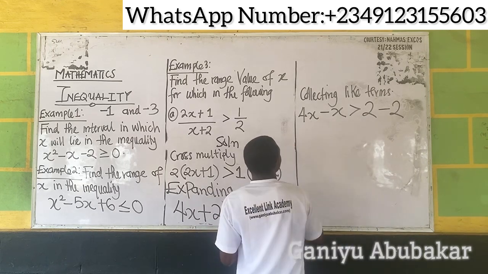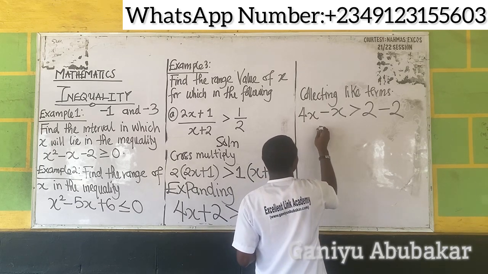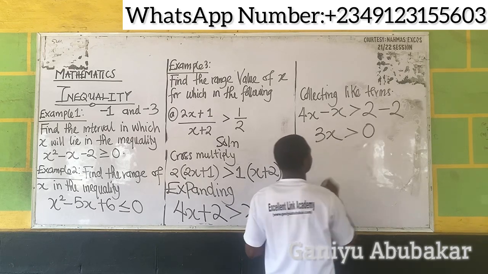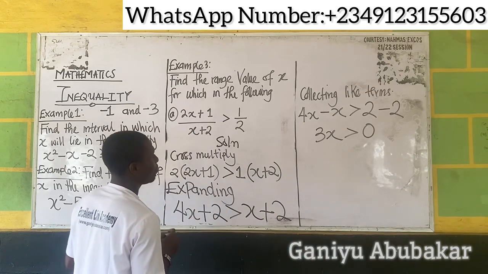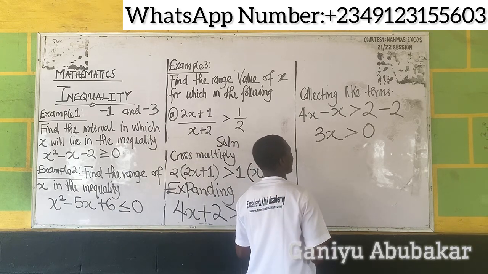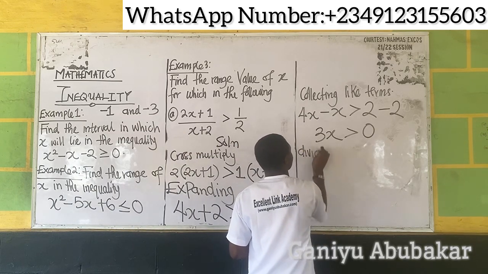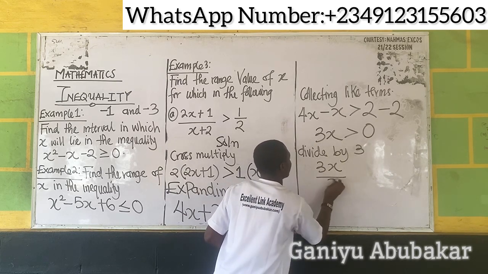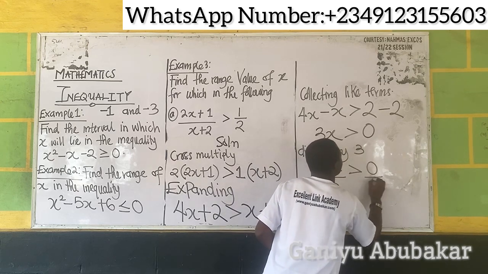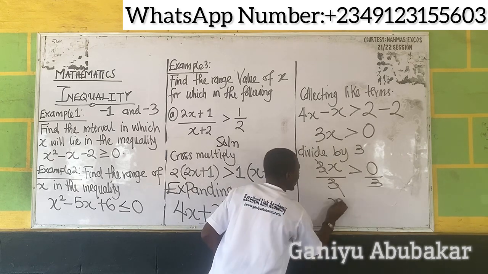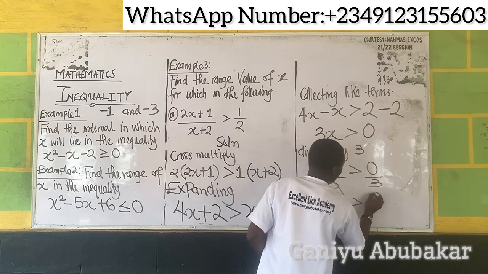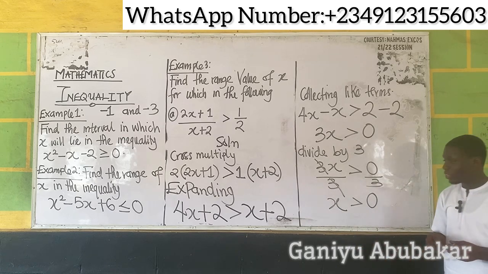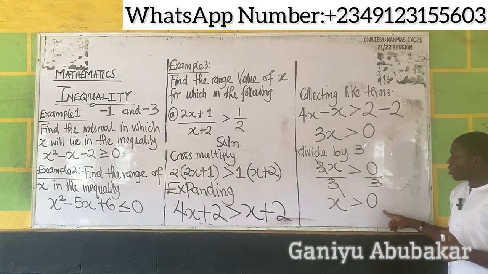Next task here, 4x minus x gives you 3x. Greater than or equal to, this gives you 0. Right, I have 0 here. Next task is to divide both sides by 3. So I have 3x over 3 greater than or equal to 0 over 3. This cancels this. So 0 over 3 gives you 0. So my value here gives me x greater than or equal to 0, as you can see.